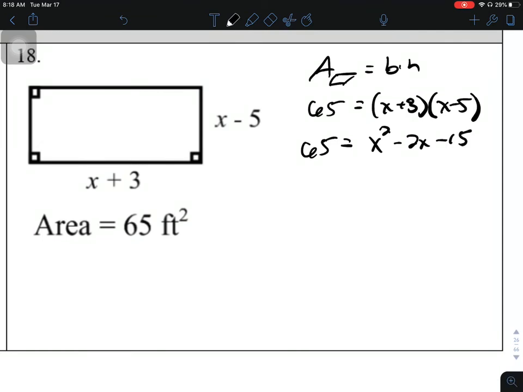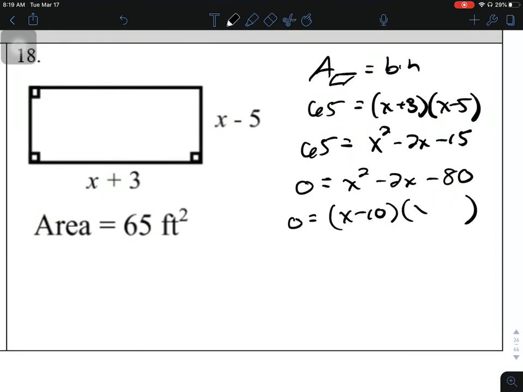If we subtract 65 from both sides to get all the terms on the same side, we're doing this because we have different exponents for the variables, which means we're going to have to factor. Anytime it's a trinomial and your lead coefficient is 1, it's the easy type of factoring. You need two things that multiply to get negative 80 and add to get negative 2. That's going to be a negative 10 and a positive 8.